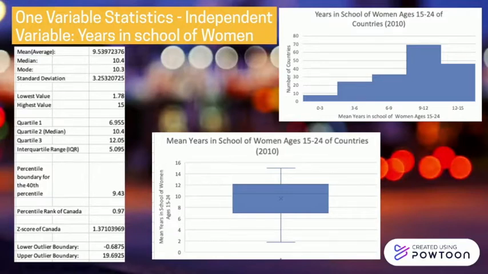When comparing this to Canada, Canada averages about 14 years of school for women, 2 years above quartile 3, showing how Canada is in the top 25% of countries. This also corresponds with Canada being 1.37 standard deviations above the mean and is at the 97th percentile, as Canada has more schooling for women than 97% of countries. This dataset also has no outliers, showing that there are no extreme data points.